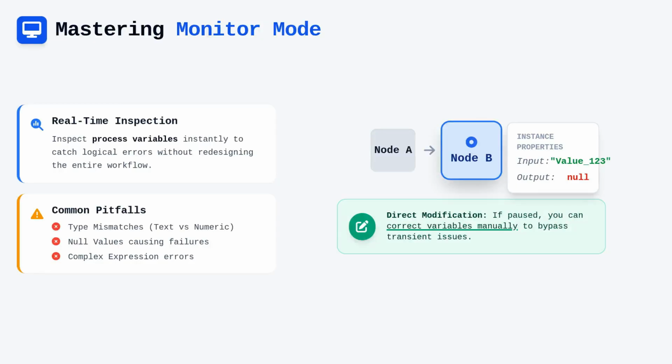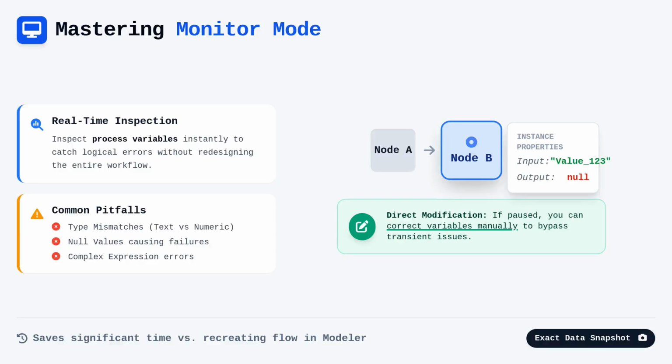If you find that a node has failed due to a transient issue, or if you simply need to correct a variable value after fixing a logic error, you can modify the variable directly if the process is paused. Being able to inspect these values saves significant time compared to recreating the entire process flow within the modeler, as it gives you the exact snapshot of data that led to the fault.